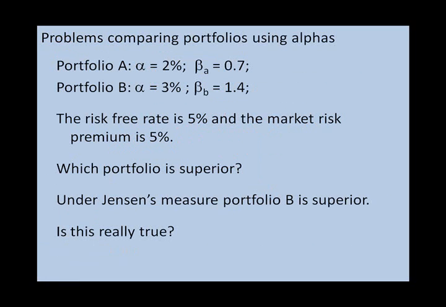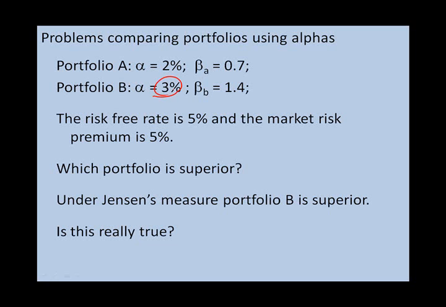Well, consider this example. We've got two portfolios, Portfolio A and Portfolio B. The alpha on Portfolio A is equal to 2%, and the market risk is equal to 0.7. For Portfolio B, the alpha is 3%, and the market risk is 1.4. The risk-free rate is set at 5%, and the market risk premium is 5%. Which portfolio is superior? If we just look at Jensen's alpha, Portfolio B must be superior. It's earning an alpha of 3% relative to 2% for Portfolio A.